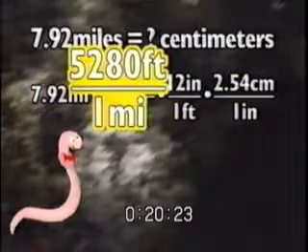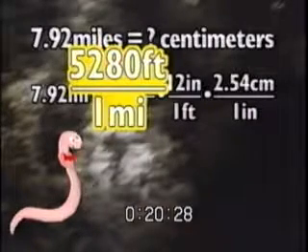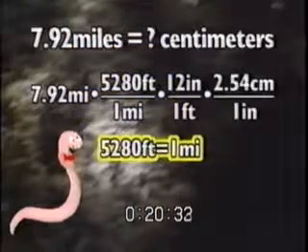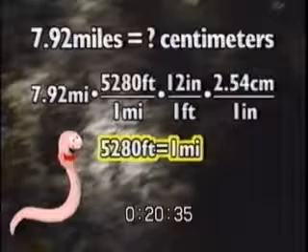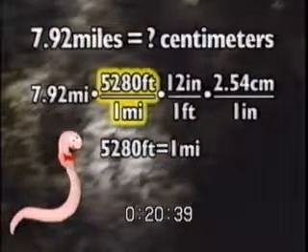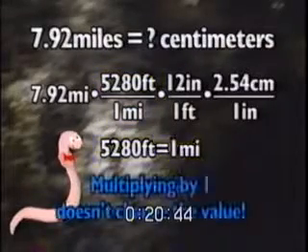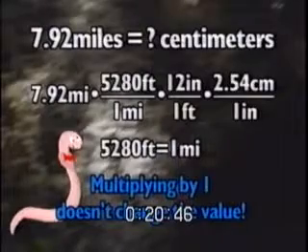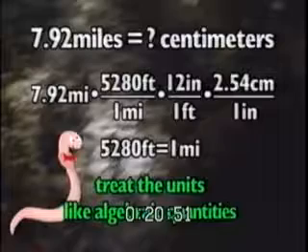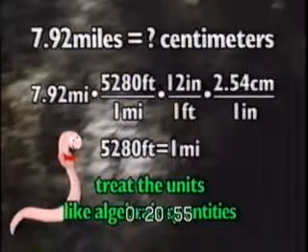The first conversion factor, the one converting miles to feet, looks like this. 5,280 feet over 1 mile. 5,280 feet is equal to 1 mile, so in our equation, multiplying by 5,280 feet over 1 mile is just like multiplying by 1. You know that multiplying anything by 1 doesn't change the value. All we're changing here is the units, so this is when we treat the units like algebraic quantities. Remember crossing stuff out in algebra problems?